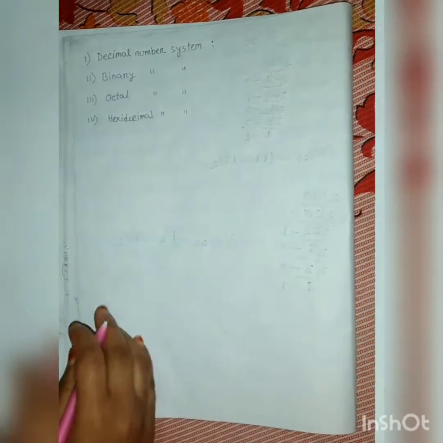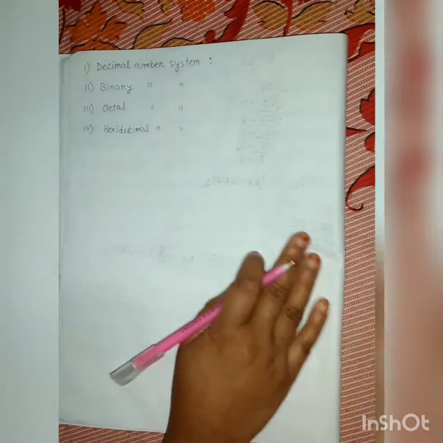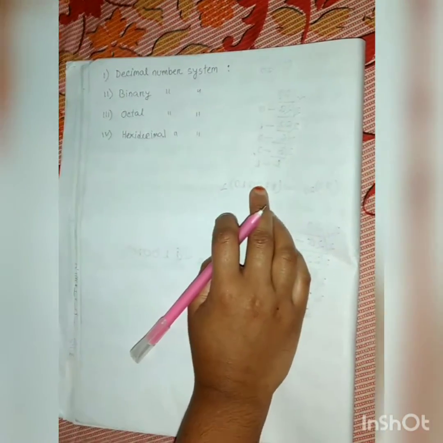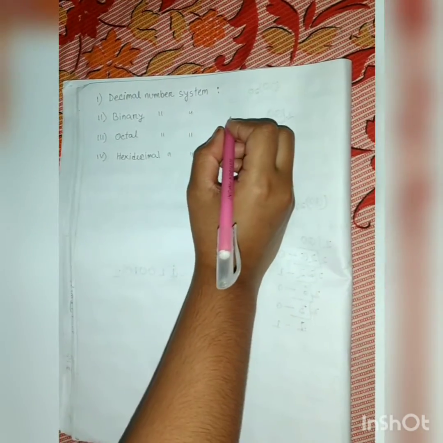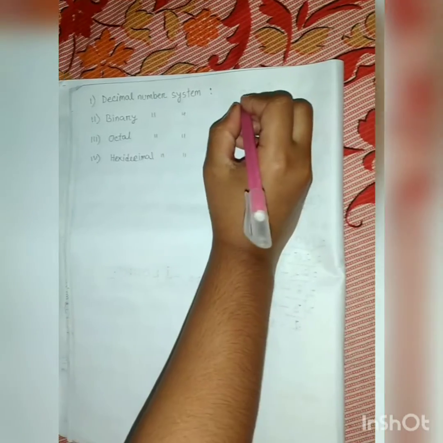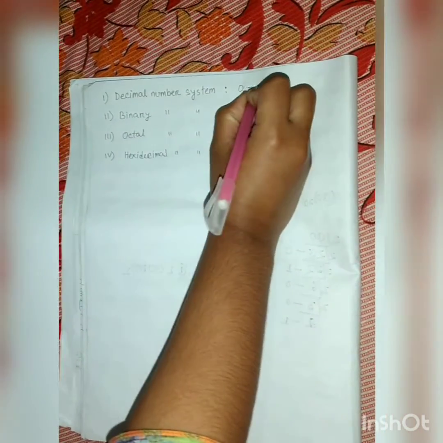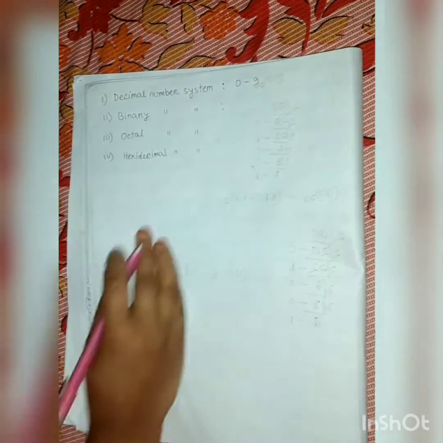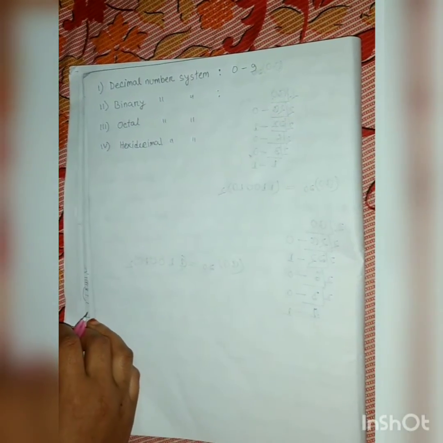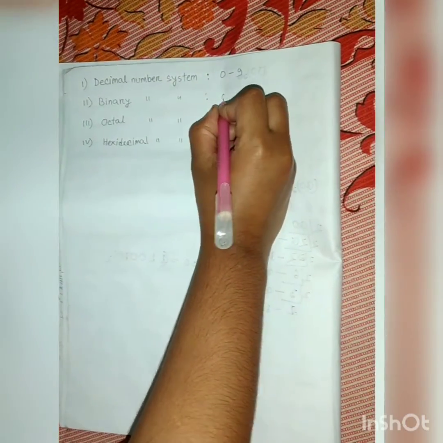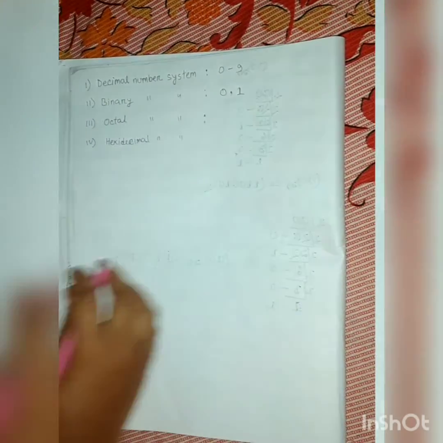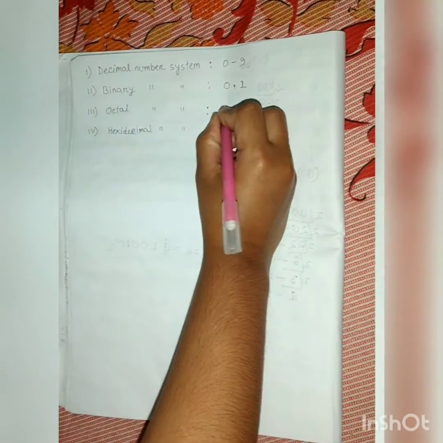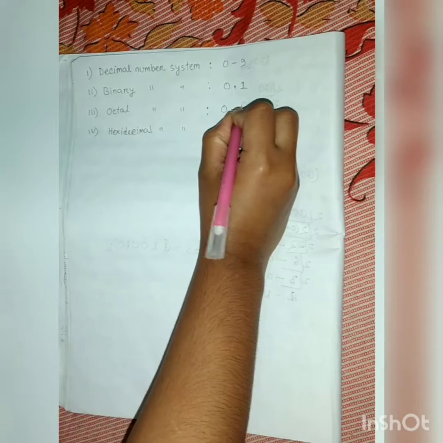So first of all, in the decimal number system, the numbers are composed of only 10 digits. Decimal means 10, so the numbers are composed of 10 digits. Those are 0 to 9. In binary system, the numbers are composed of only 2 digits, and those digits are 0 and 1. In octal, the numbers are composed or expressed by 8 digits, and these are 0 to 7.